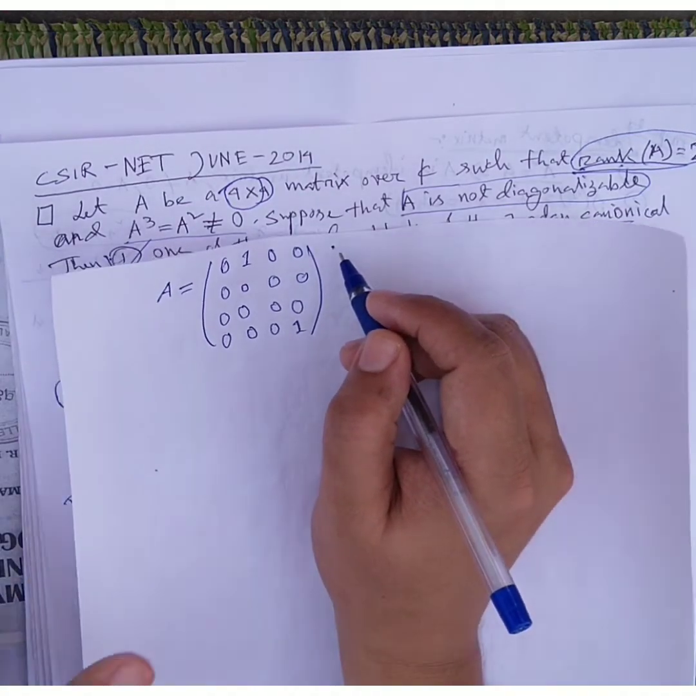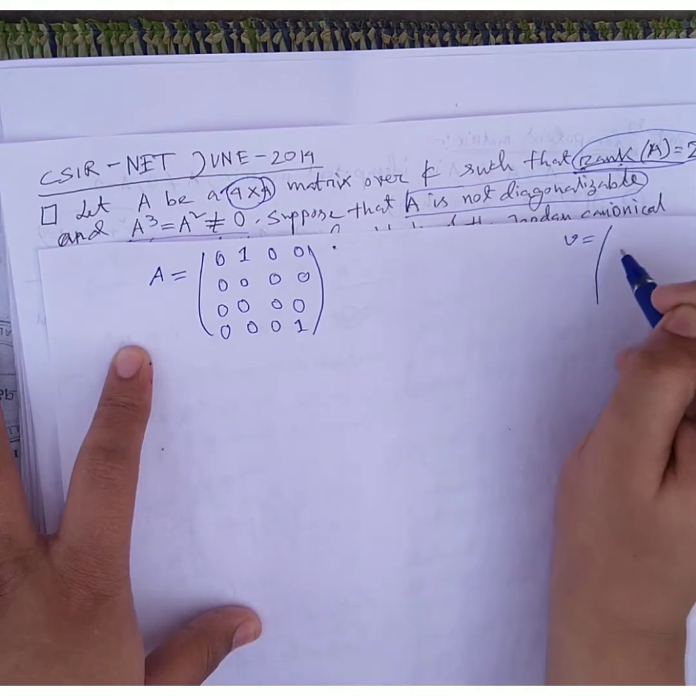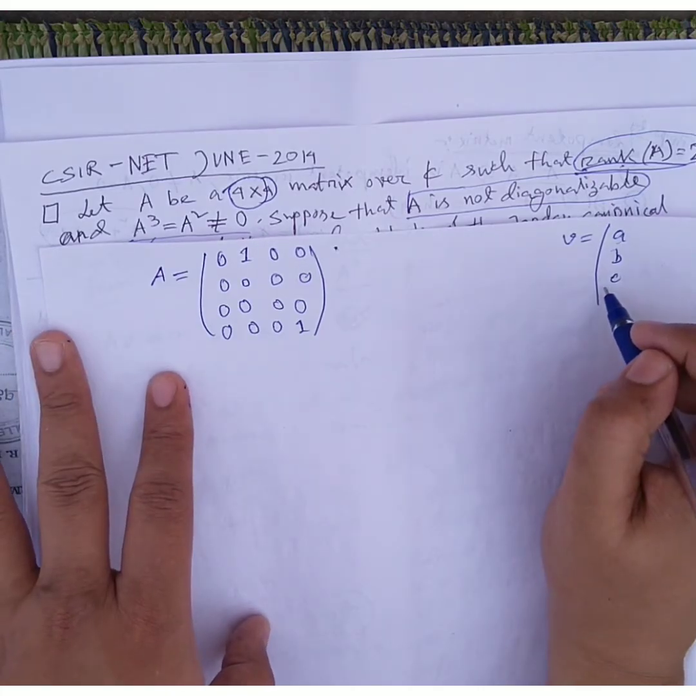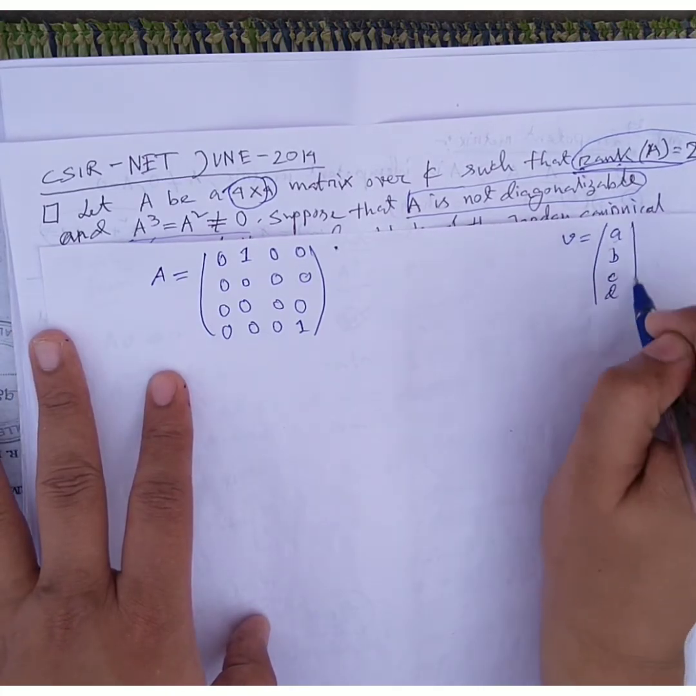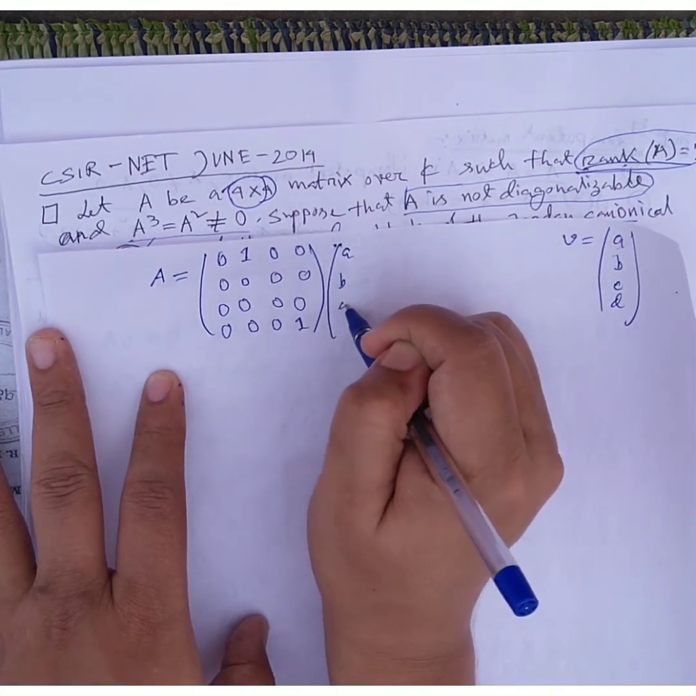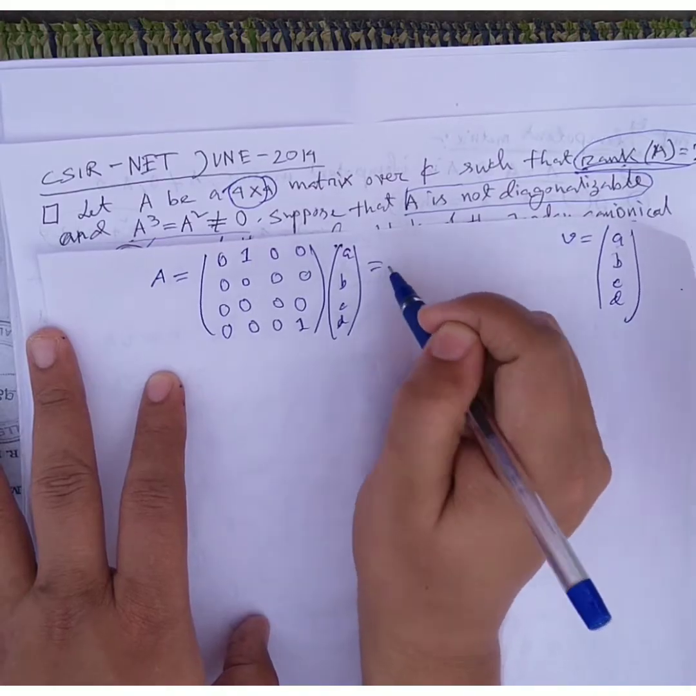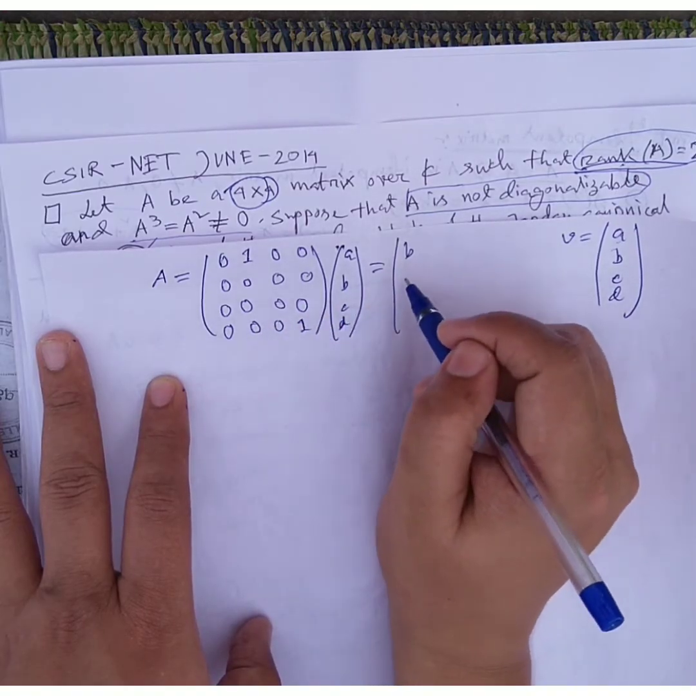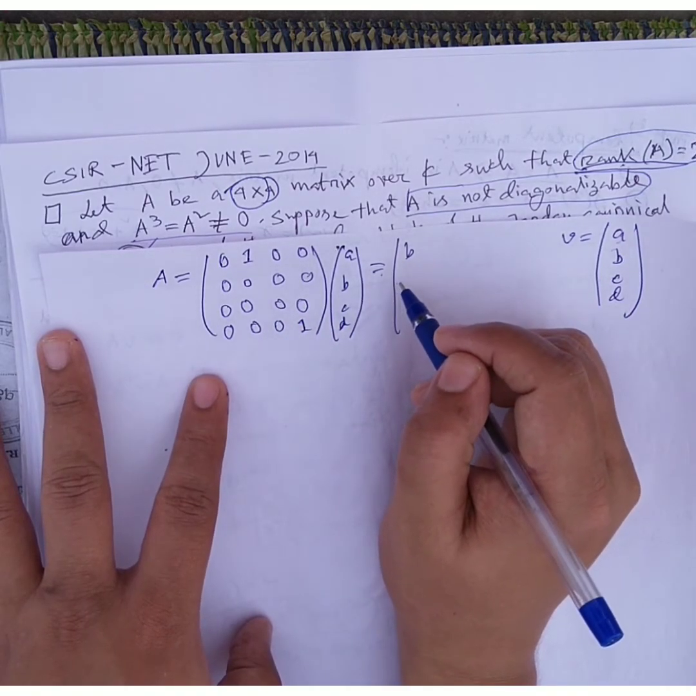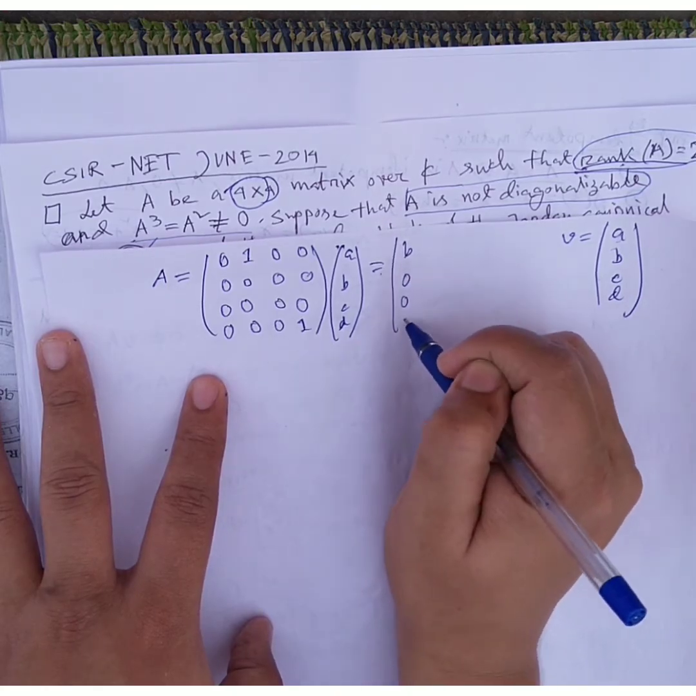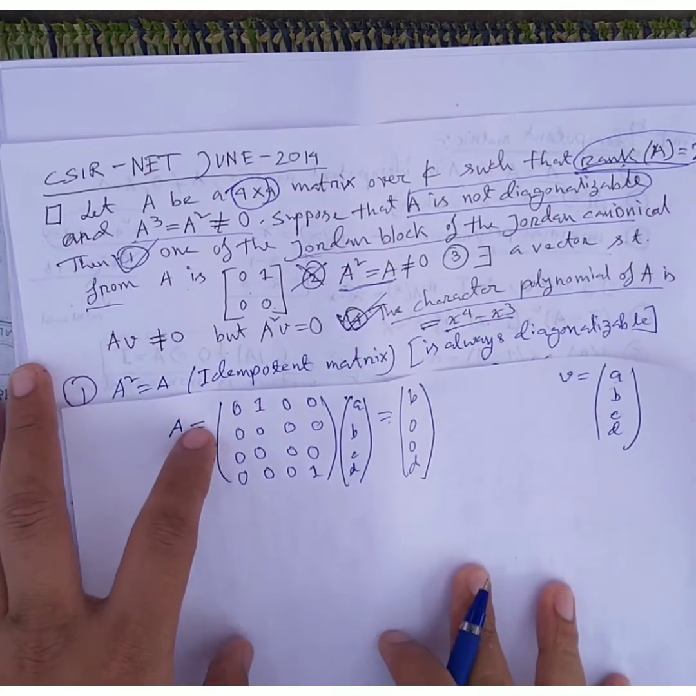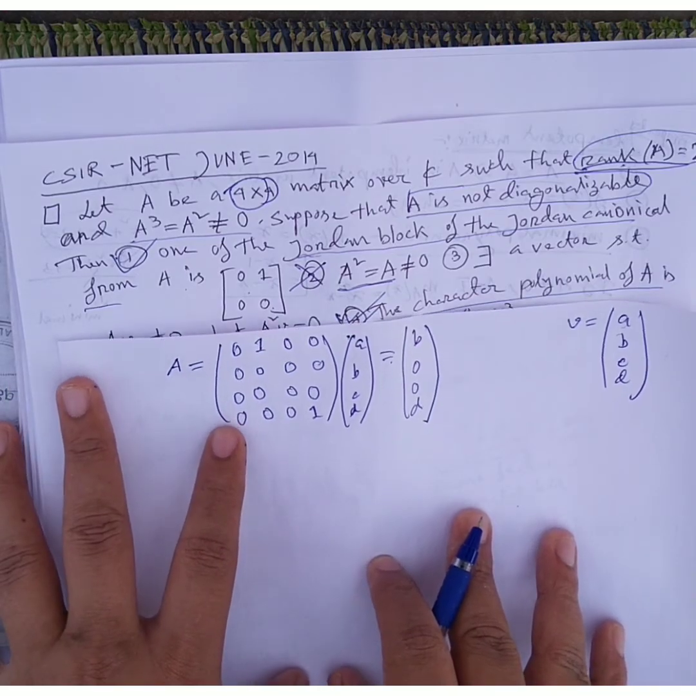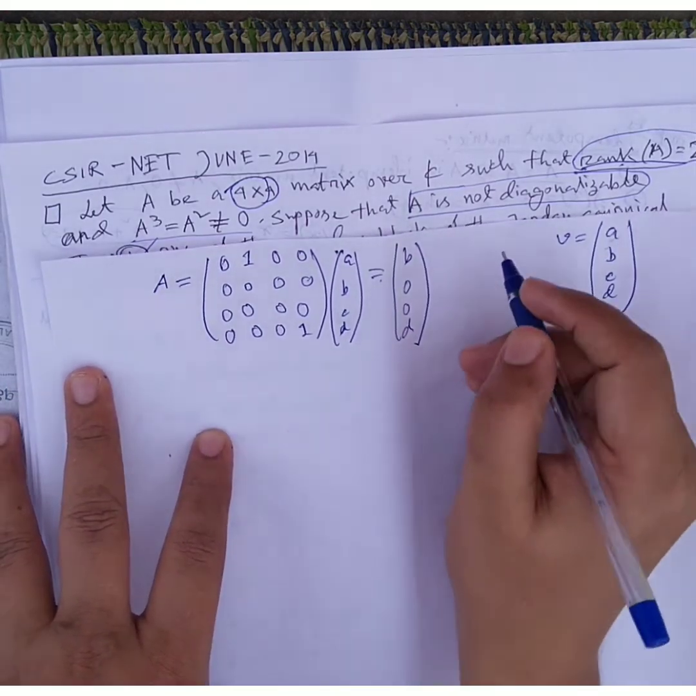V means V is A B C D. If I multiply, then whatever I get is B, and another I get 0 0 0 D. So friends, here B does not equal 0.